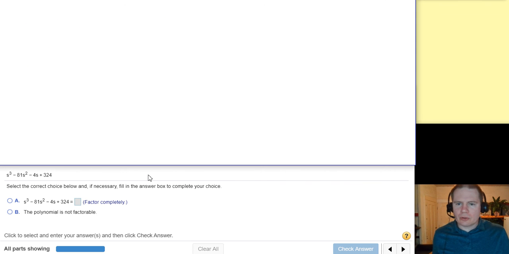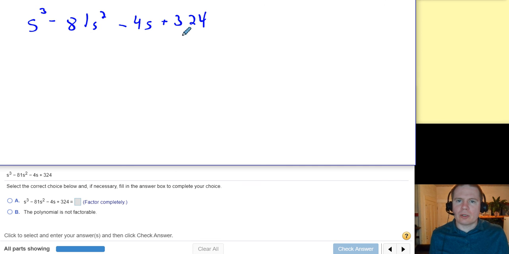All right, so this is one I tend not to tackle in an elementary algebra class here. It's a third degree, but the s doesn't factor out of all 4 of these. So if I write this, s cubed minus 81s squared minus 4s plus 324. And we just have to keep track that this is an s, not a 5. I apologize for my handwriting. All right, so for a problem like this, we're going to use what's called factoring by grouping.